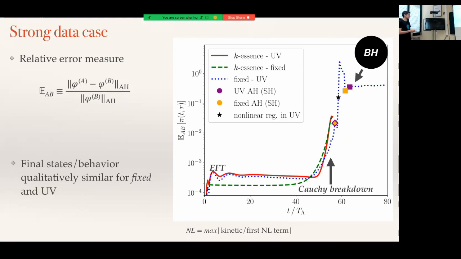Here we plot this quantity. As I tried to describe, at the beginning of the simulation everything agrees, so we have this quantity that's very small. At some point, we have the Cauchy breakdown. We cannot compare anymore with KSM, so the green and red lines disappear. Then we can only compare the two completions. And as you noticed before, they have quite some differences, but they are more or less the same. So our result is almost qualitative.